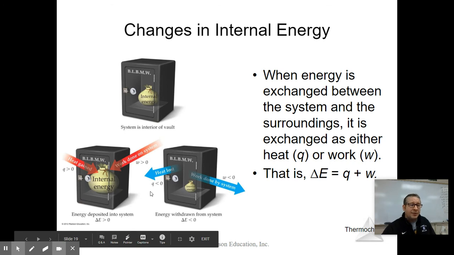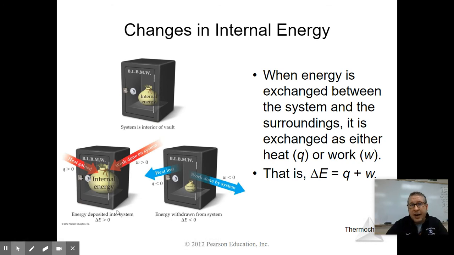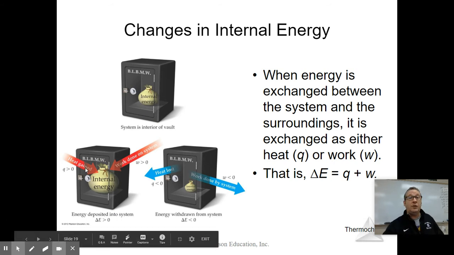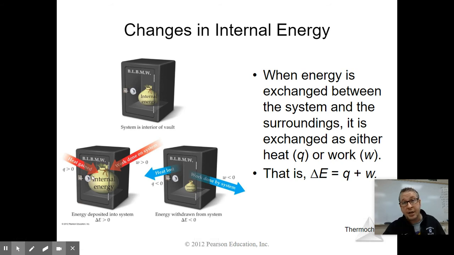Well, let's look at some other examples here. If we have an endergonic situation where the system, or money, is absorbing energy or taking more money in, we see that our bank account has gotten much larger. Or if we talk chemistry-wise, the internal energy has gotten larger. And this happens when we have heat gained and work done on the system. Those are all positive values. Heat is positive and work is positive.